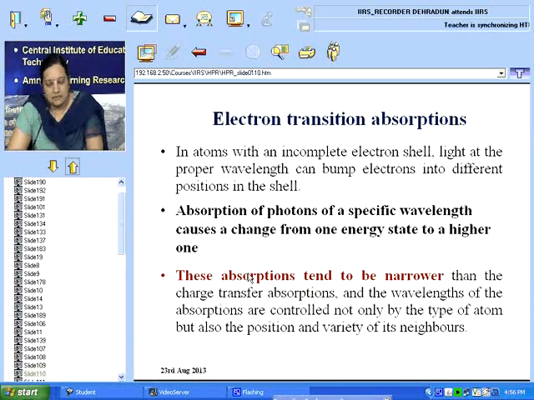And electronic transition processes, basically, which is a crystal field effect. This is due to the crystal field effect, the absorption of photons of a specific wavelength when an electron moves from a lower energy state to a higher energy state. And these absorptions are narrower than the charge transfer processes.